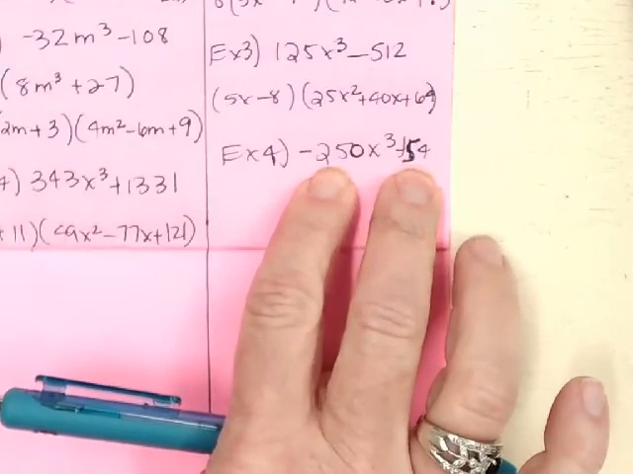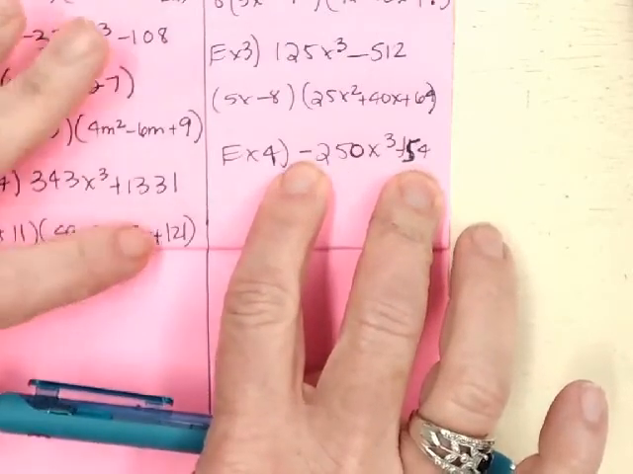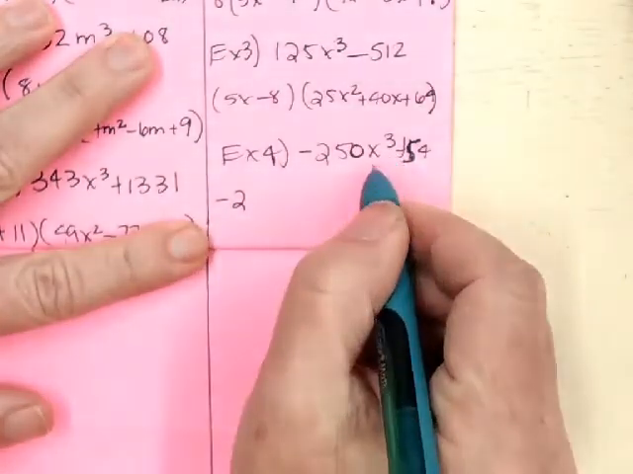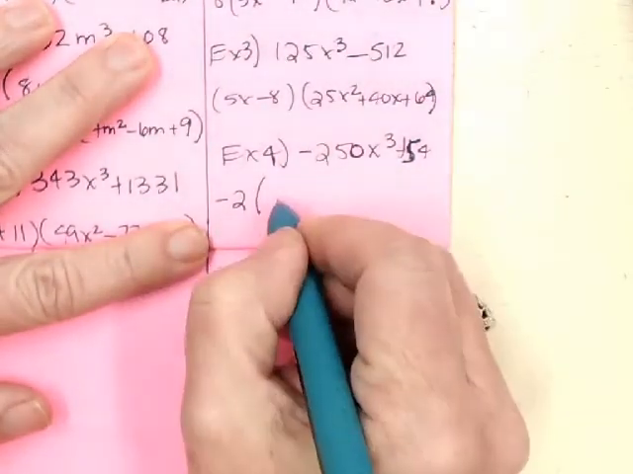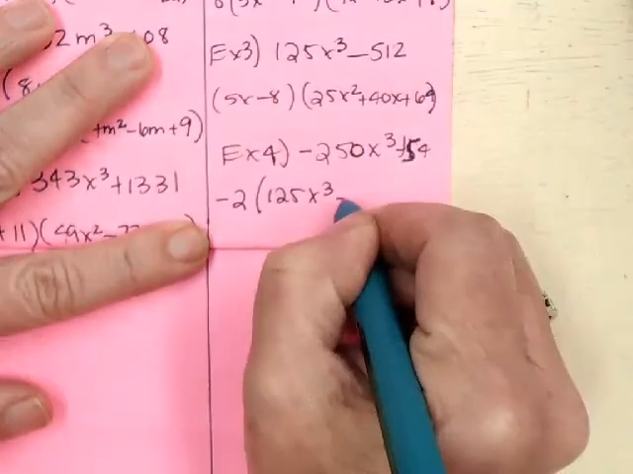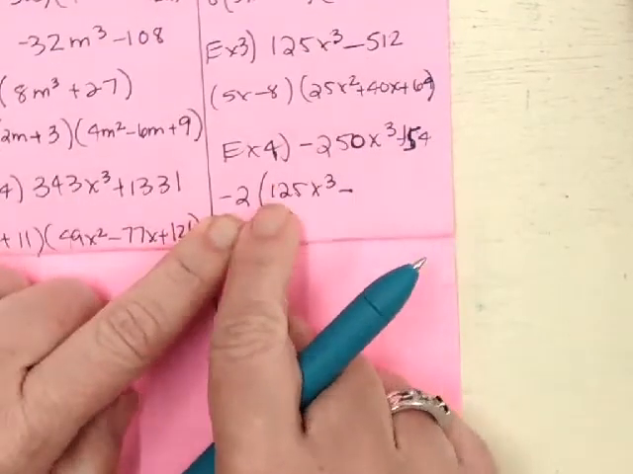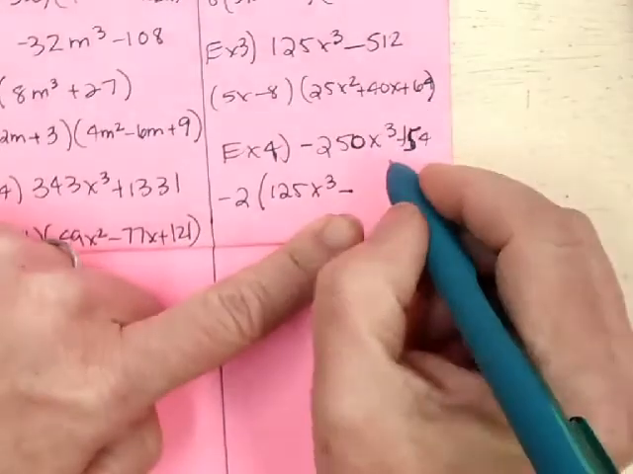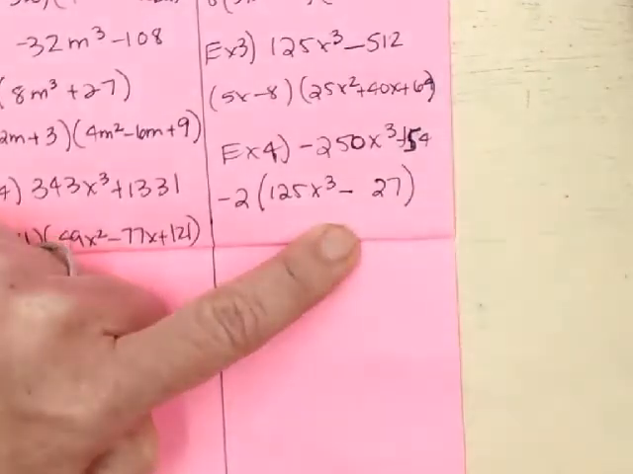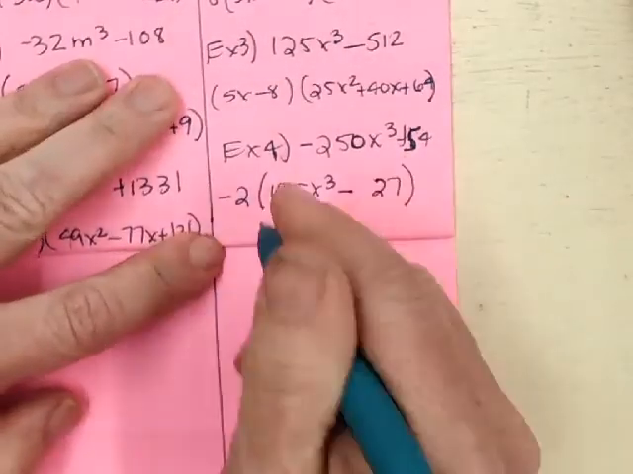And that lead term is negative, so let's pull out the negative. Let's take out a negative 2. That should do it. And that's going to give me 125x cubed minus, because if you take out a negative, it changes the signs, minus 27, a perfect cube minus a perfect cube.